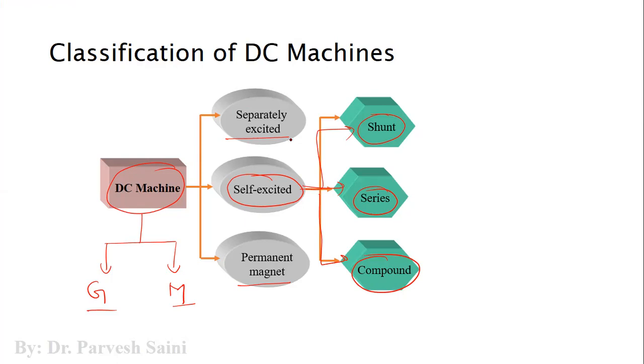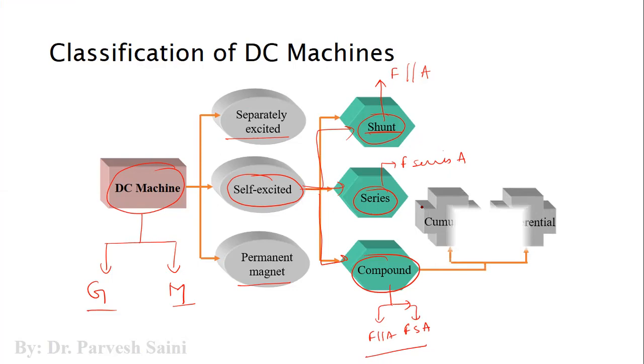Okay, so in shunt wound the field is connected in parallel to the armature. So here this field is in parallel to the armature. Here the field is in series with armature. Here we have further two categories: field is in parallel with armature, field is in series with armature. So both are used, right?